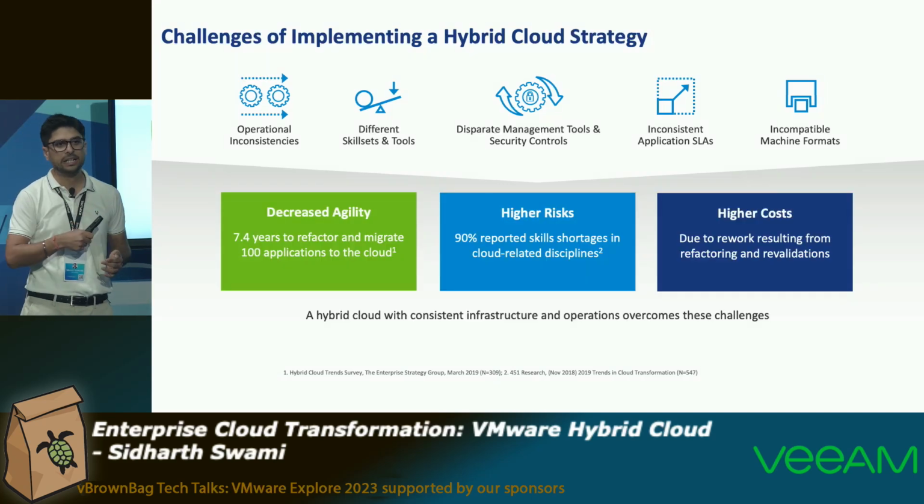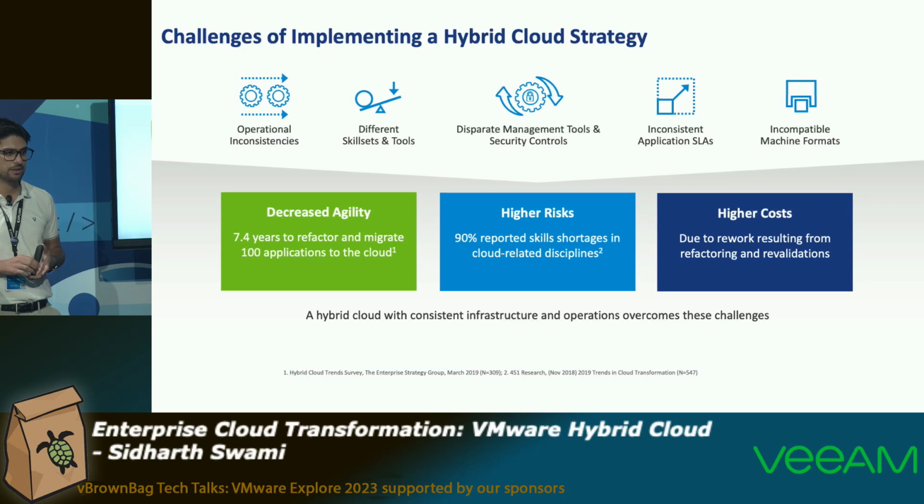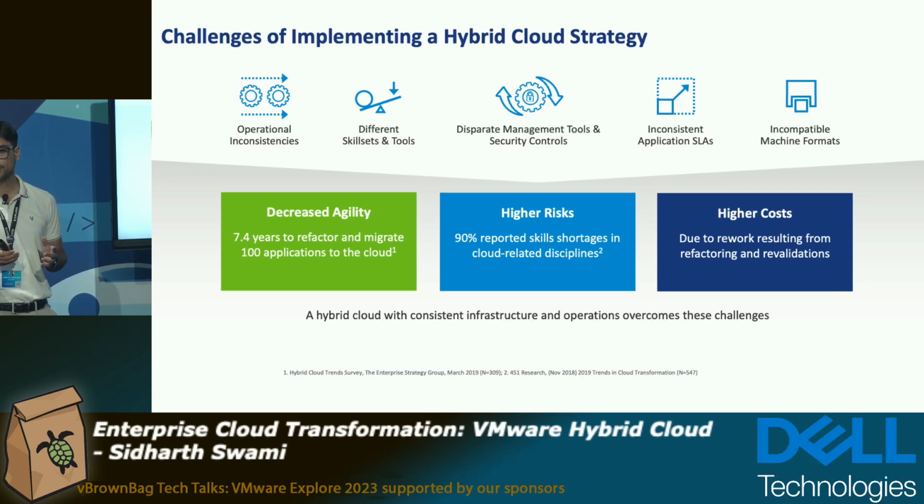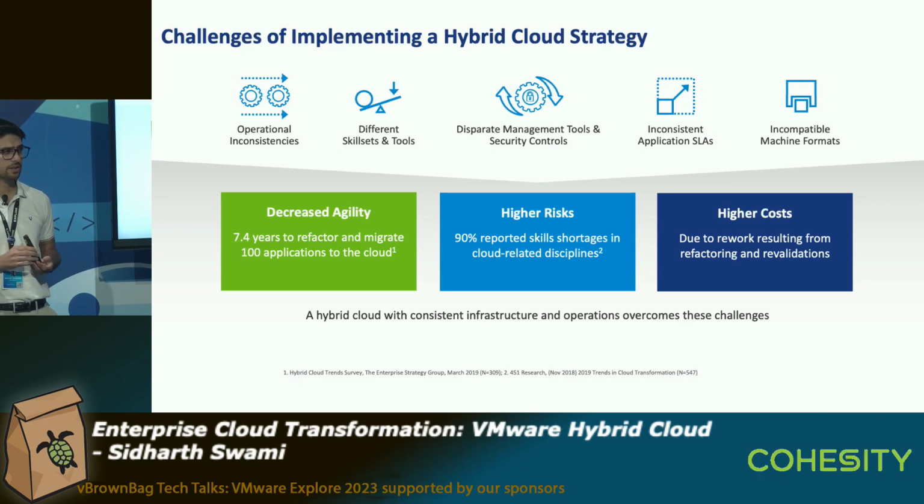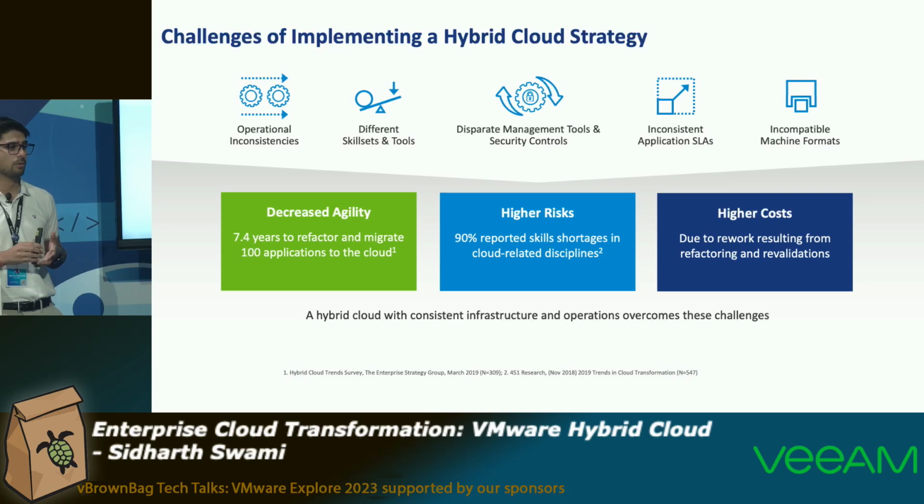Now, all of that decreases the overall agility of your hybrid cloud approach. According to a survey, it takes almost 7.5 years to migrate close to 100 applications to cloud with a refactor form factor. It increases the overall risk of managing this operation because it takes too much time, and needless to say, it's a costly affair. And many times, organizations get into a situation where their overall operational cost becomes too high to manage. Now, how do we manage all of this?